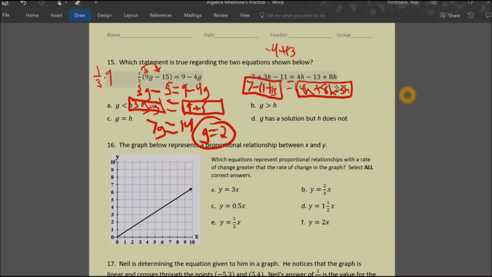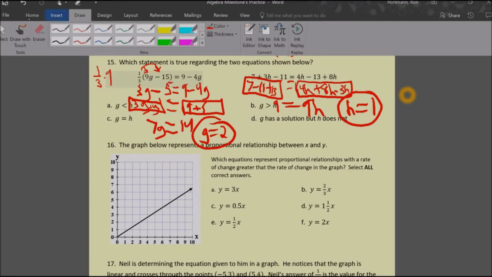So you would get 9 is equal to 4h plus 8h is 12h. 12 minus 3 would give me 9. So you get 9h. So you get 9 equals 9h. And which number times 9 gives you 9? Would be 1. So your g value is 2, your h value is 1. Well, we got to pick which one of these is the best answer here. All right? So let's do this. Oh, come on.